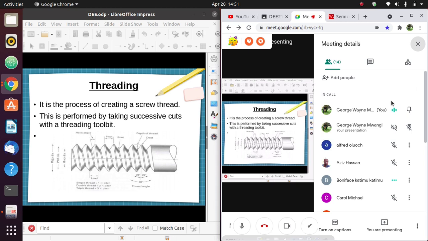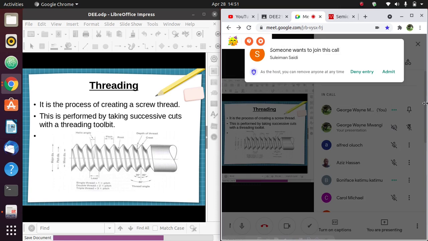So forward stroke, apply pressure. On the return stroke, release that pressure and rudisha file. Anza process tena, release pressure, rudisha file. Are we together? Yes. Tuko pamoja? Now, that is a basic process of filing, yeah?